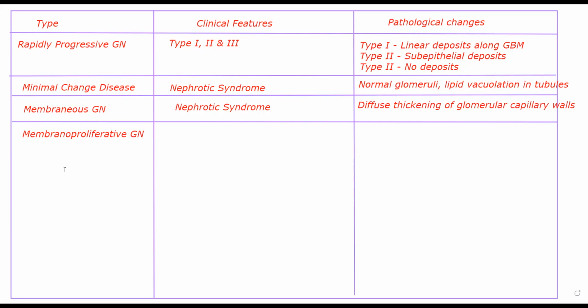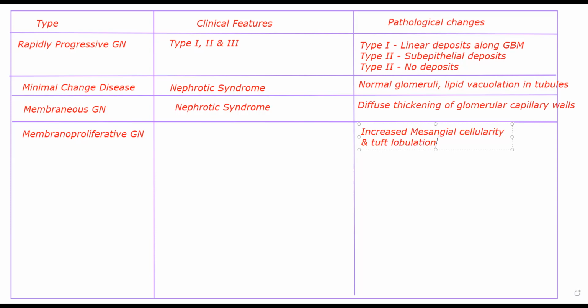It is characterized by two main changes. There will be increased mesangial cellularity. So the mesangium will have proliferation of mesangial cells. You will also see increased tuft lobulation. In the tuft space, you will see a lot of cells proliferating, and you will see irregular thickening of the capillary wall. So two specific changes will occur in this: increased mesangial cellularity and tuft lobulation.